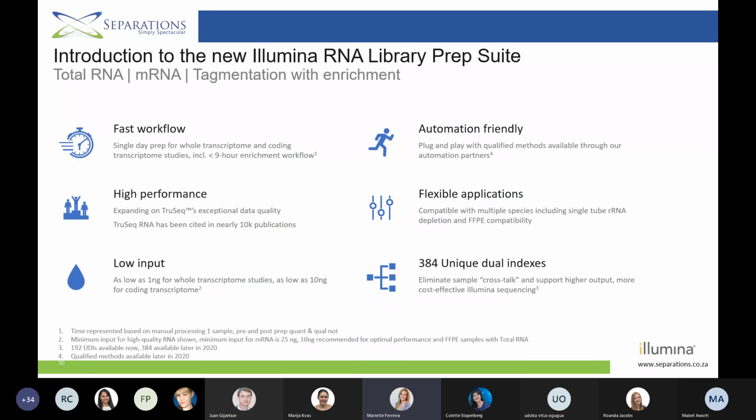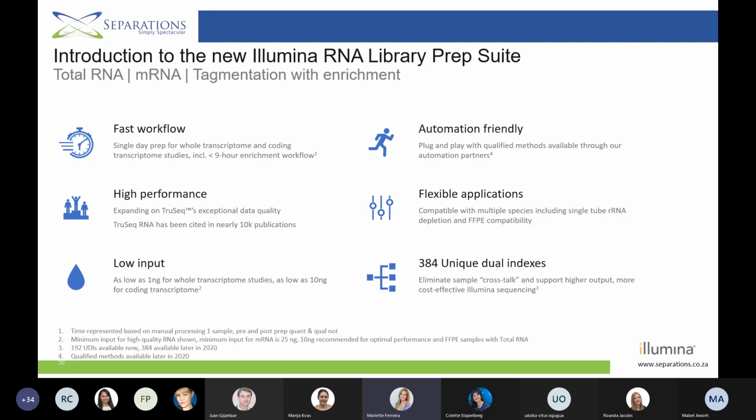With the introduction of the Illumina RNA library prep suites, we've got a really fast workflow compared to the older kits. It's a single day prep for whole transcriptome and coding transcriptome studies. It's really high performance and compares well to the old TruSeq kits. These TruSeq RNA kits have been cited in nearly 10,000 publications.